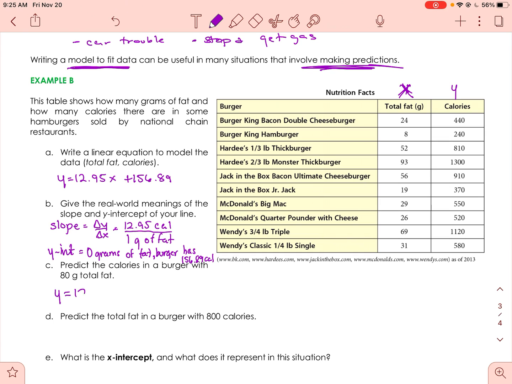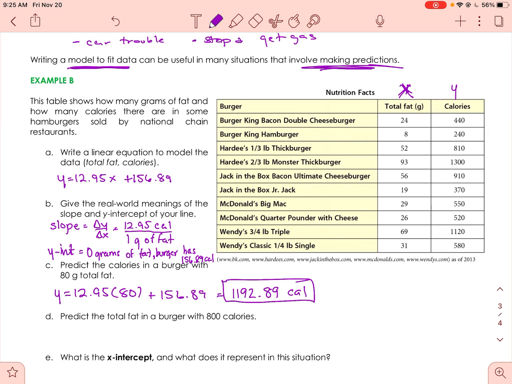It says predict the calories in a burger with 80 grams of total fat. So we'd have y equals 12.95 times 80 grams of fat plus 156.89. Type that into your calculator: 12.95 times 80 plus 156.89. You get 1,192.89 calories.